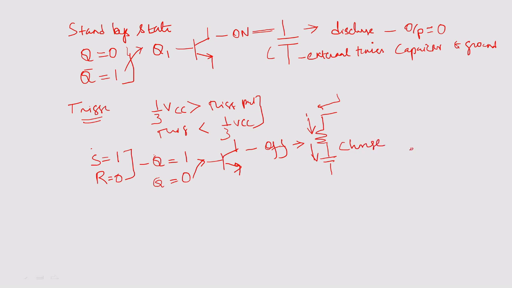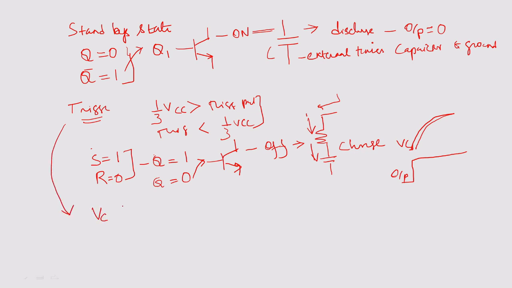So the capacitor used to charge. So the capacitor output will be something like this. Your output will be something like this. This is the capacitor voltage, and this is your output voltage. Now, the capacitor keeps on charging. It is the next state.